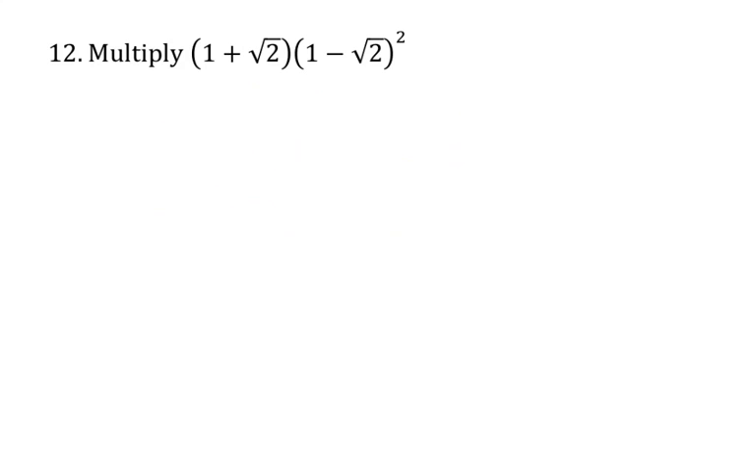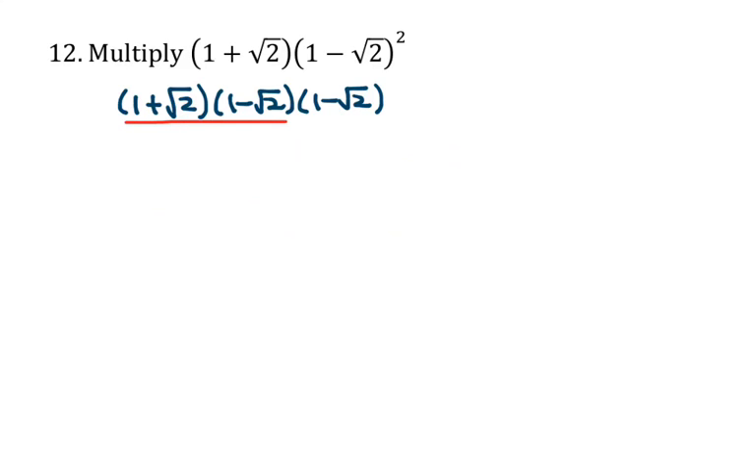Number 12. So here, when they want us to multiply this one, what they're saying is 1 plus square root of 2 times 1 minus square root of 2 and 1 minus square root of 2. That's basically what we're looking at. Then let's multiply the first two first. Here I get 1 times 1 is 1. 1 times negative radical 2 becomes minus radical 2. Radical 2 times 1 becomes plus radical 2. And radical 2 times negative radical 2 is minus radical 4.